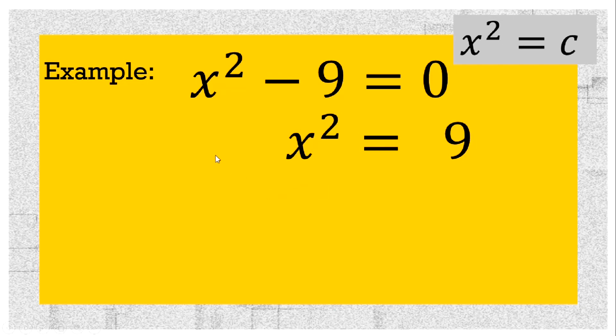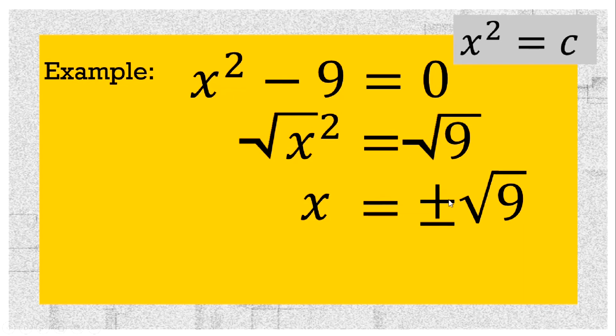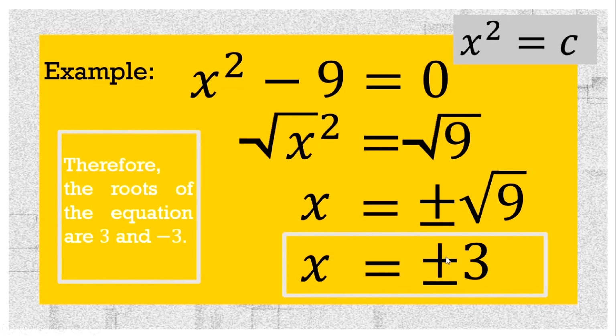Then, take the square root of both sides. We have the square root of x squared, which is simply x, is equal to positive and negative square root of 9. Then, simplify. We have x is equal to the square root of 9, so we have positive and negative 3. Meaning, the roots of the equation are 3 and negative 3.